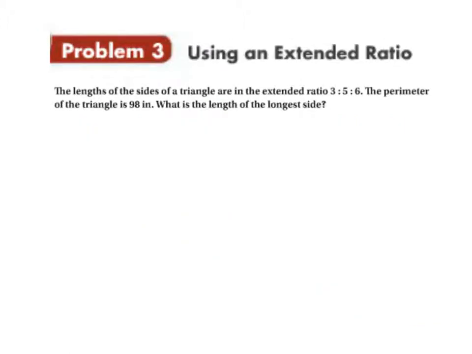All right, let's try that again, but we're going to make it even fancier. Now it's an extended ratio. So you can see in my ratio I have 3 numbers. The lengths of the sides of a triangle are in the extended ratio 3 to 5 to 6. The perimeter of the triangle is 98. What is the length of the longest side?